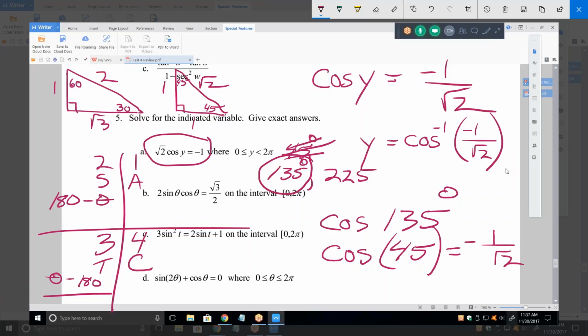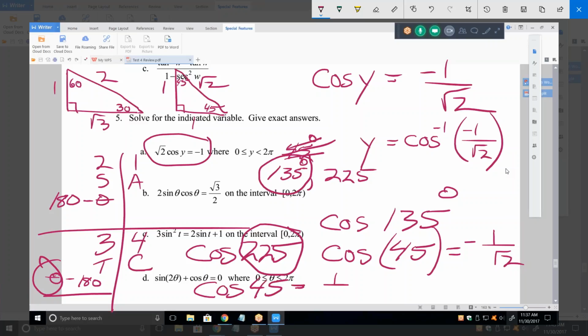Now if I said to you, what is the cosine of 225? The 225 goes in for theta, and that's the same as the cosine of 45, which is still 1 over root 2, and it's in the third quadrant, so it's also negative. So both the cosine of 225 and the cosine of 135 are negative 1 over root 2. So all you do is work backwards here.